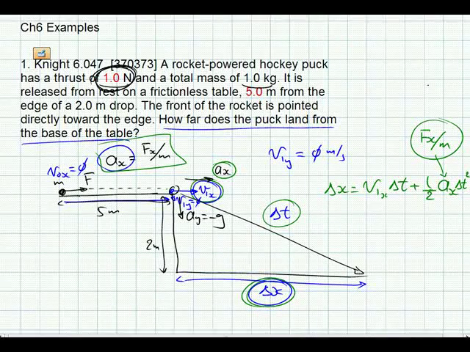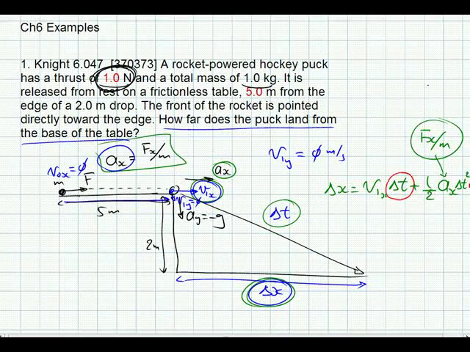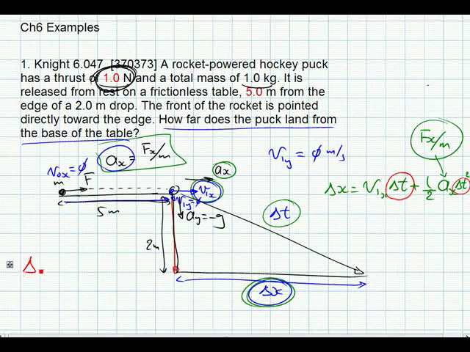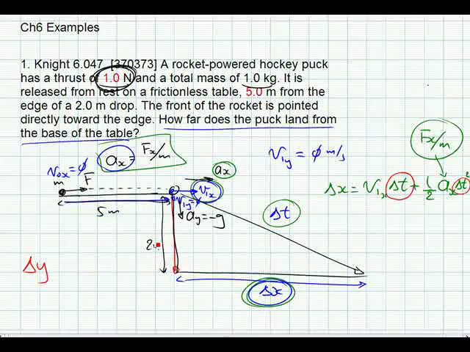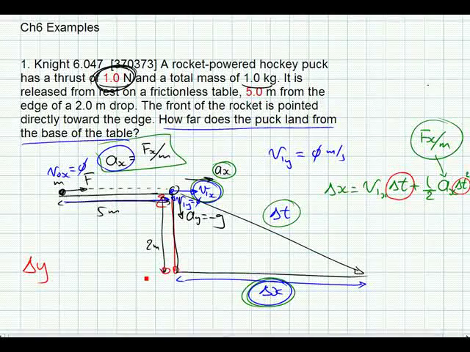Now, to figure out delta t, what you need to do is analyze the motion in the y direction. So to find delta t, to plug into this equation, you need to analyze the motion along the y direction. To analyze the motion in the y direction, you use the kinematic equation again. Delta y, which is in this case negative 2 meters, because we go from 2 meters down to 0, is equal to v1y delta t.